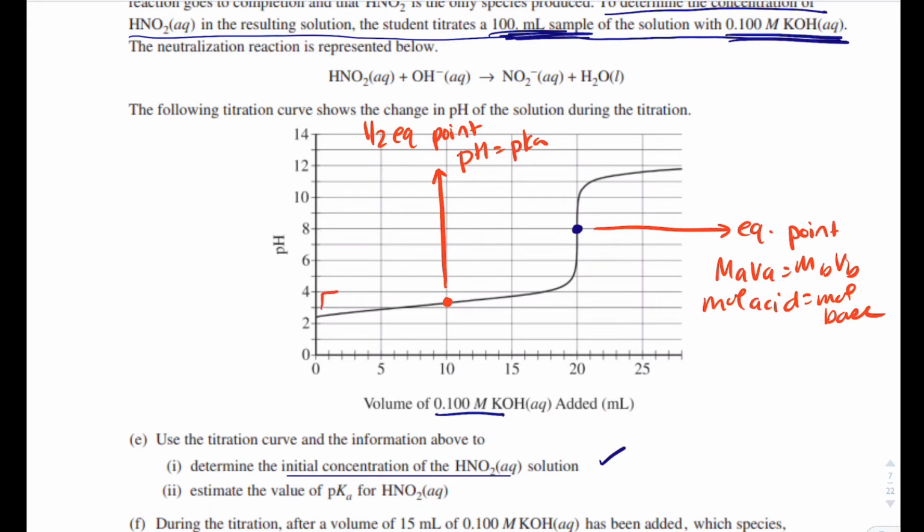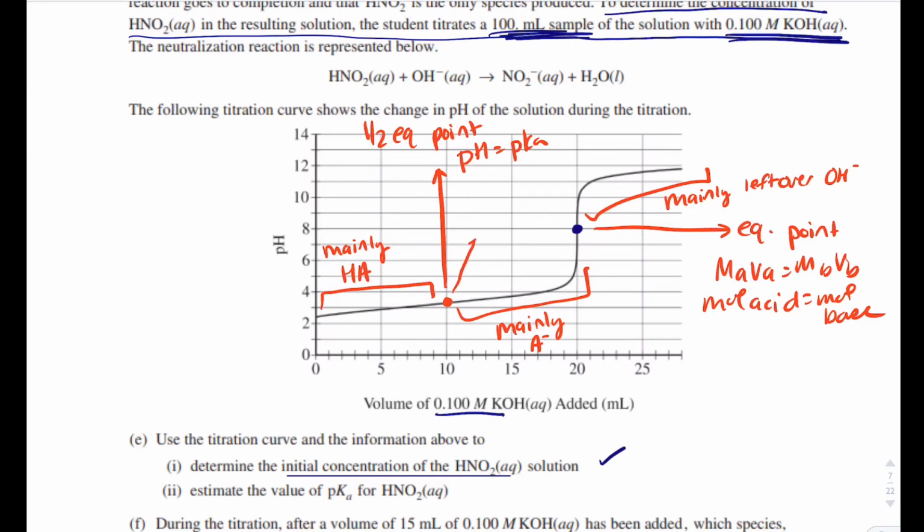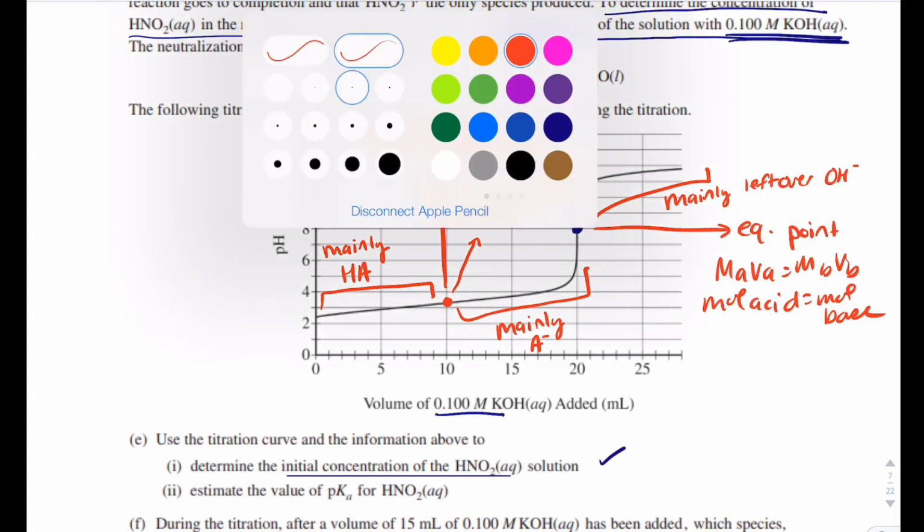So, before that, we have mainly HA, or our acid. After that, we have mainly A minus, or our conjugate base. If we go past the equivalence point, we have mainly leftover hydroxide. At the specific half equivalence point, HA is equal to A minus. You need to know all of this. Okay, this is what you need to know about a titration curve.